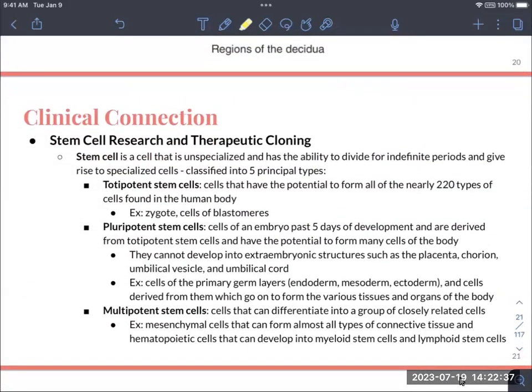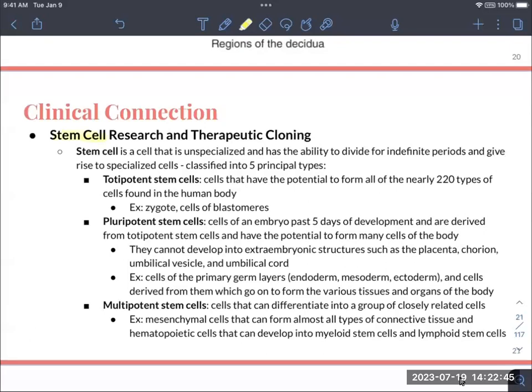This is where there's a lot of really cool research about stem cells and therapeutic cloning. Some of this stuff is a little sci-fi, it's probably the best way to put it, but a stem cell is technically an unspecialized cell that can divide indefinitely, and it can give us specialized cells.